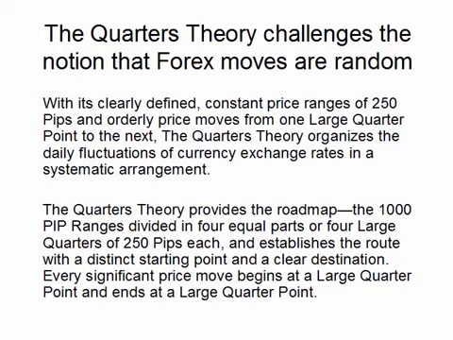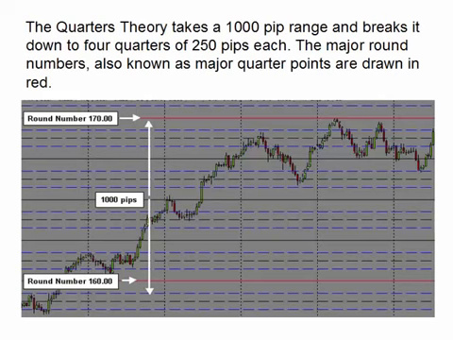The 1,000 pip ranges are divided into 4 equal parts, or 4 large quarters of 250 pips each, and it establishes the route with a distinct starting point and a clear destination. Every significant price move begins at a large quarter point and ends at a large quarter point. The quarters theory takes a 1,000 pip range and breaks it down into 4 quarters of 250 pips each.